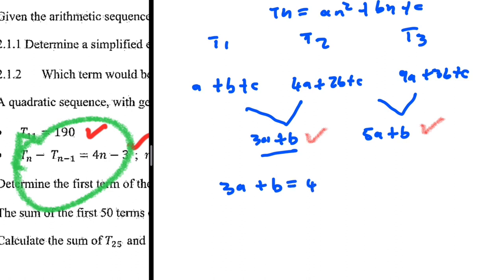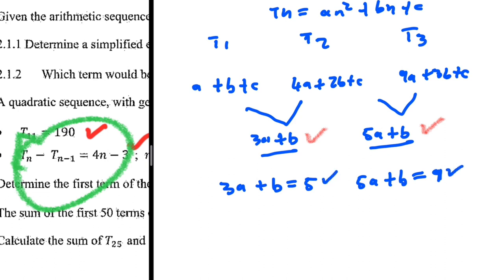So this is the difference between T2 and T1. We're going to have 4 multiplied by 2, which is 8, minus 3, which is equal to 5. And this right here is the difference between T3 and T2. So we have 5a plus b equal to 4 multiplied by 3, which is 12, minus 3, which is 9. So there we go, we have these two equations.